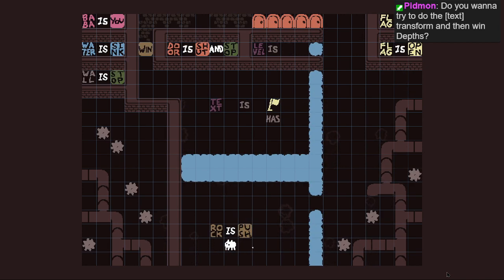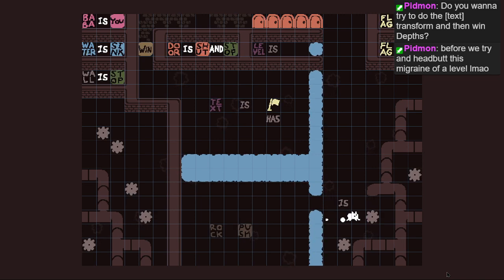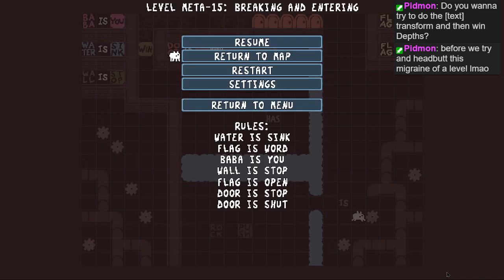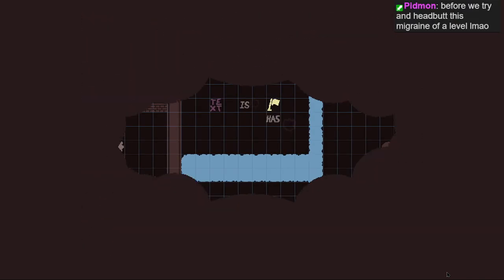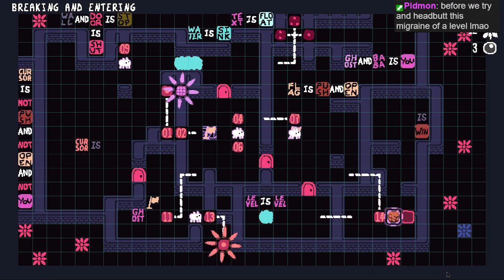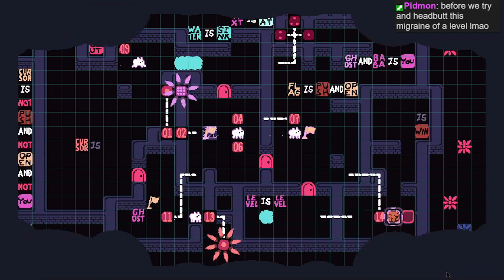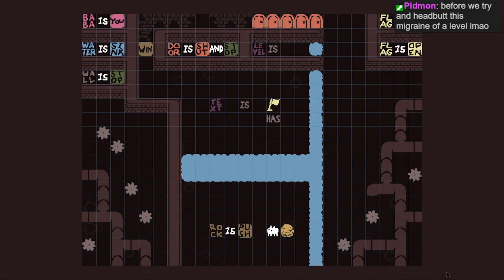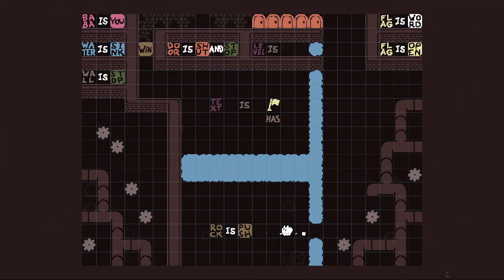Which one of these words is something I can do without? I think maybe is. Because if another is, I can use, and I think having rock or push could be useful. Edmund, do you want to try to do the text transform and then win depths before we try and headbutt this migraine level up? Oh, this one's a migraine? I am just kind of vibing at the moment. Let's return to the map for a second. What do you mean text transform? Oh, like turn this into text. Yeah. We can do that.